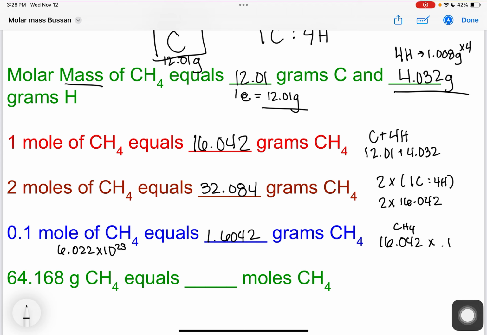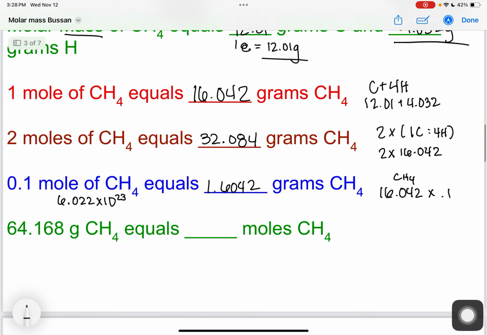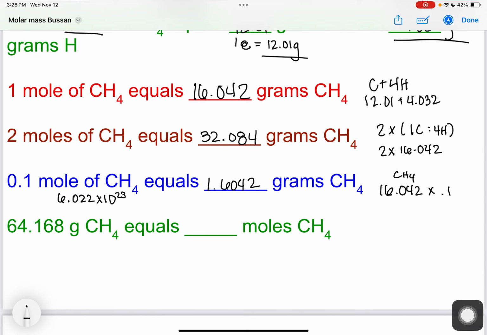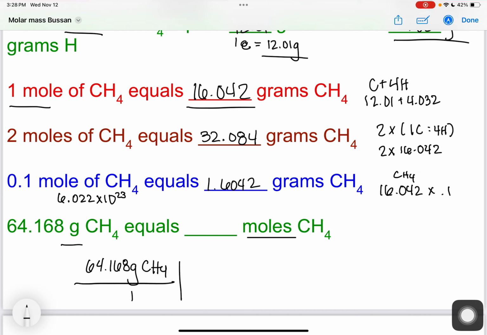1.6042. Then alas, we get to this last question. And nicely for you all, we talked about this just yesterday in our lab. If I'm trying to go from grams to moles, we see up here, hey, 1 mole is equal to 16.042 grams. So I'm going to take my total, 64.168 grams CH4, throw her over a 1.